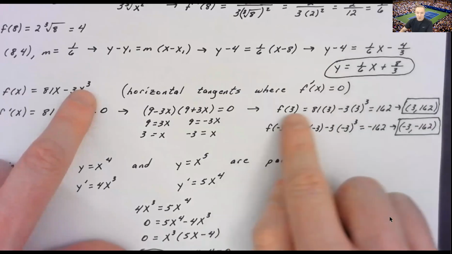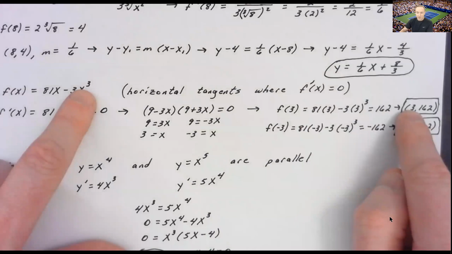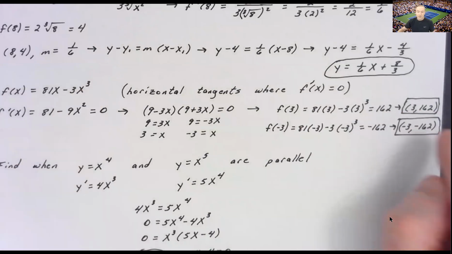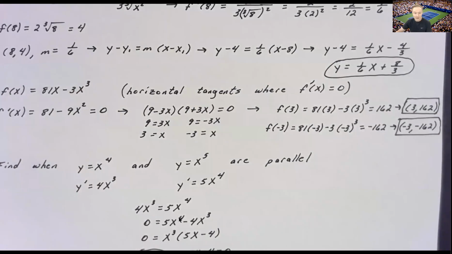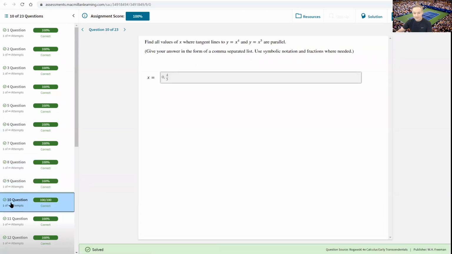But I went ahead and showed it out for both of them and showed that f of 3 is going to be the ordered pair (3, 162), and f of negative 3 is going to be the ordered pair (negative 3, negative 162). That's a pretty cool problem there. And you can see they just wanted you to list the ordered pairs with a comma in between them. For the next one here, this one was pretty cool as well.